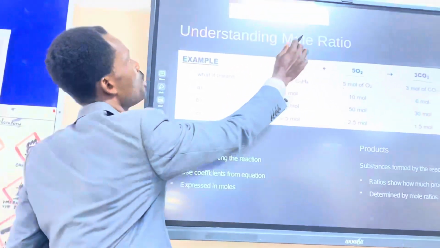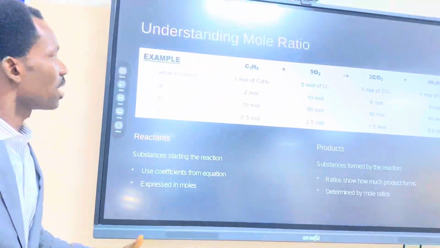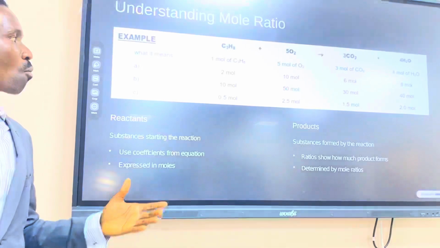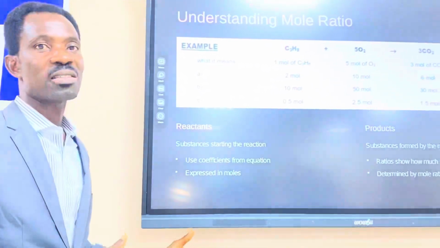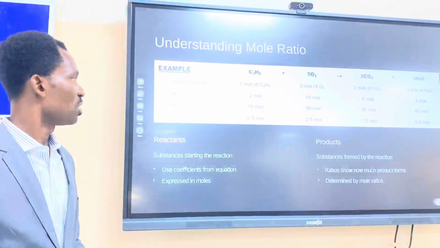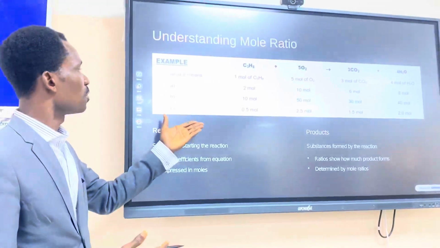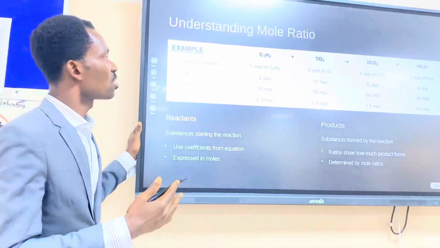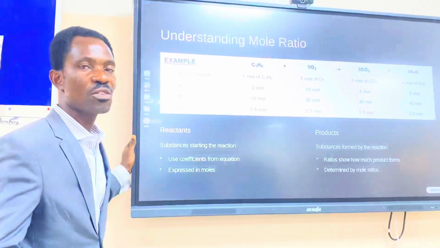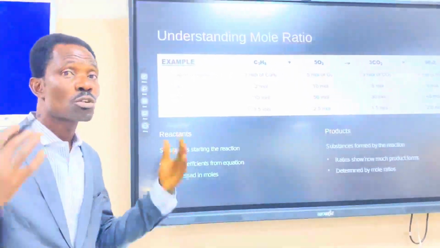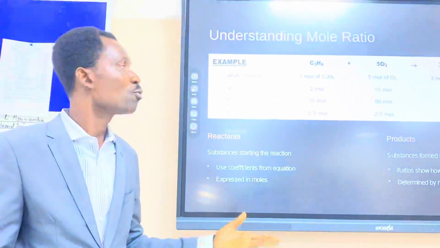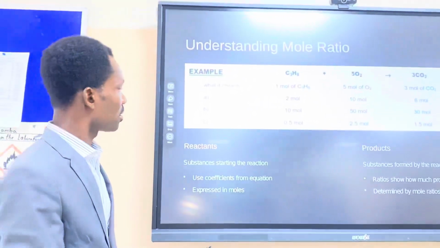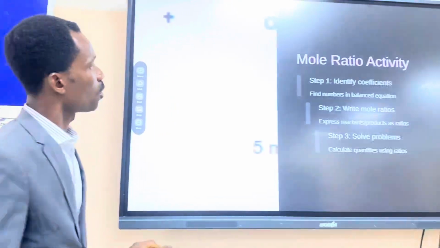So if we do that, you can predict how much of a reactant you will be needing. Now, from this concept, let's say you are given a question to predict, to forecast. What are the steps? How can you go about it? We'll take an example, but let's first of all look at the steps.